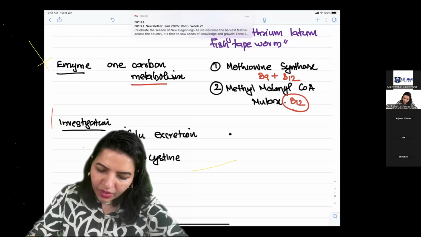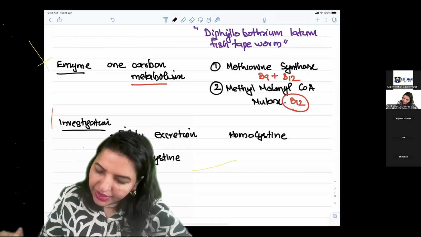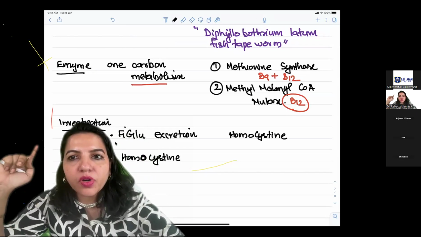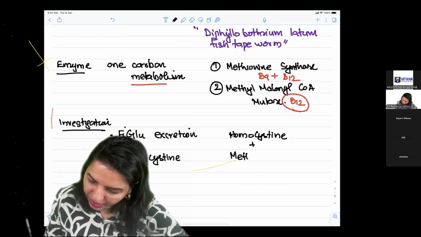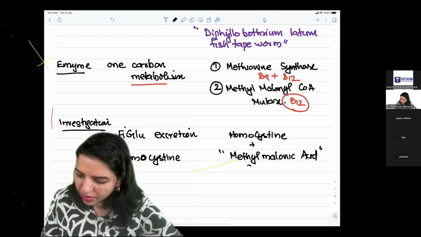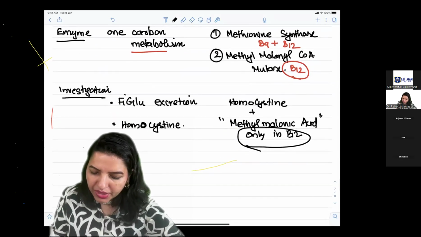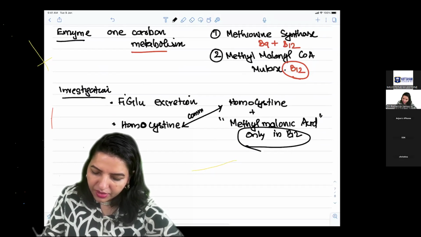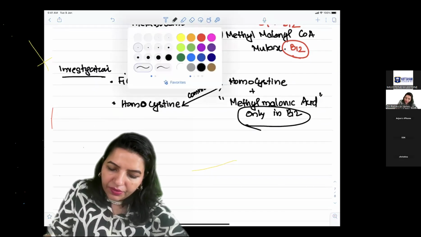Now we go to the other side. On one side, we can see that there is homocysteine here as well. Is it right? B12, can we expect an excretion of homocysteine? Yes. Plus methylmalonic acid. This is only in B12. Very, very important. But homocysteine is common. So if we want to find out a B12 deficiency, what we have to check is the methylmalonic acid. That is very, very important.